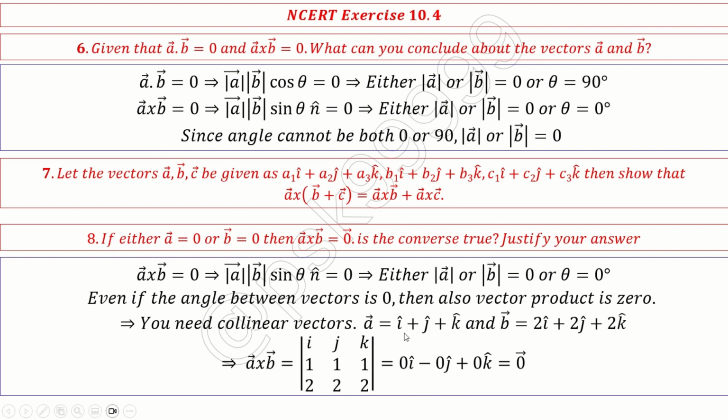So this is the example. These are collinear vectors i plus j plus k and 2i plus 2j plus 2k. These two are collinear vectors. If you take the cross product, you actually get 0 bar. Okay, so this is the example. Converse is not true exactly, because we have third condition, which is angle between the vectors.